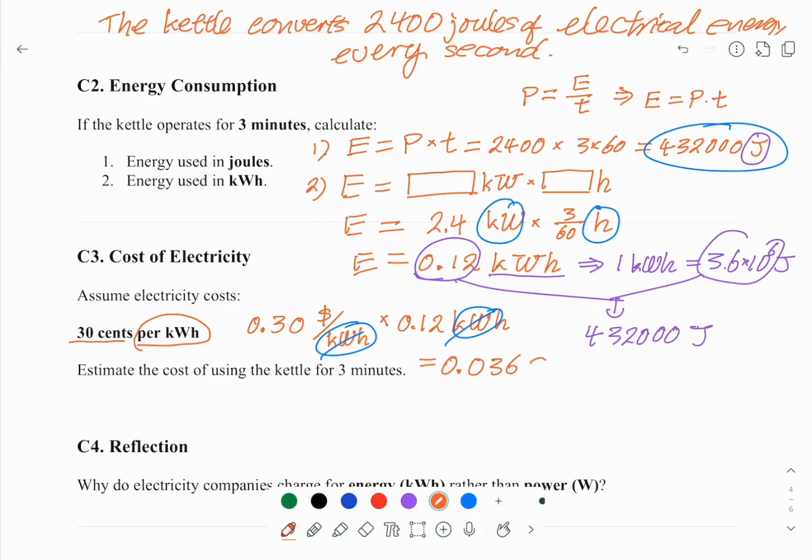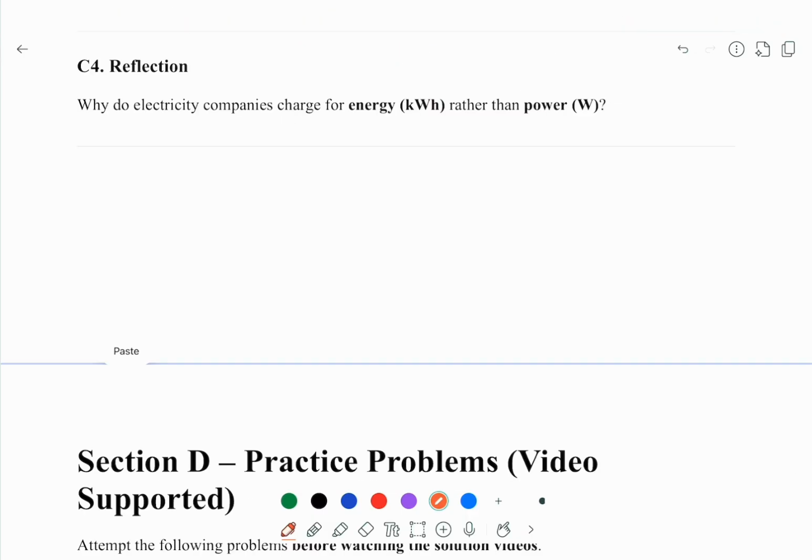0.036 dollar. Why do electric companies charge for energy rather than power? Because energy is really how much you use, and power is just energy per time. If you use an electrical appliance for a long time, it means you use more energy and therefore you should pay more. So charging for energy makes sense.